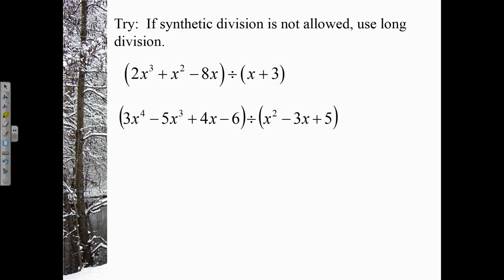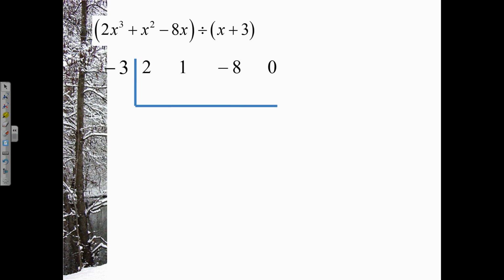So go ahead and pause the video and try to divide these. I would try to use synthetic when possible, and then come back and check your answer in a minute. So on this one, you can use synthetic because you're dividing by something of that form, x minus a. In this case, it's x plus 3, so we want to use the opposite sign, so negative 3. And our coefficients are 2, 1, negative 8, and we're missing the constant, so you have to put a 0 at the end.